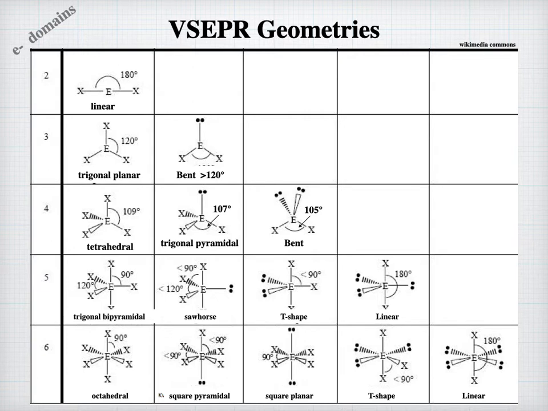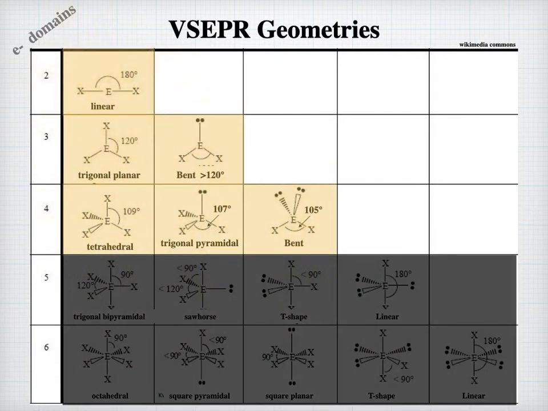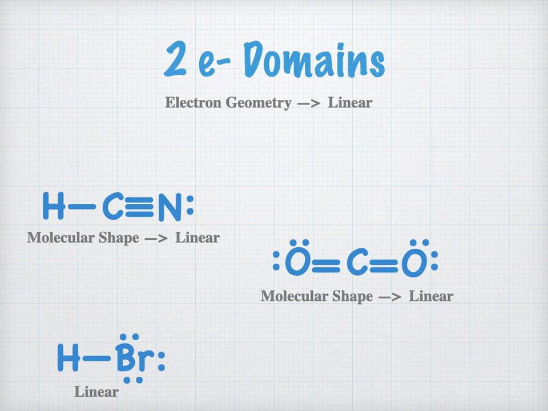There are a lot of crazy shapes going on here. For the purposes of our introduction, we're really just going to be focusing on 2, 3, or 4 electron domains and the 5 shapes that can result from those scenarios. The 5 and 6 electron domains are elements that can expand their octet, that can form more than 4 bonds, that can have more than 4 electron domains around their central atom. All right, so starting with 2 electron domains.